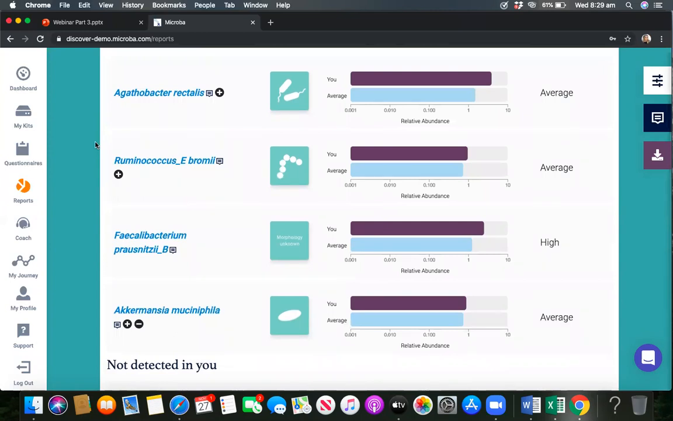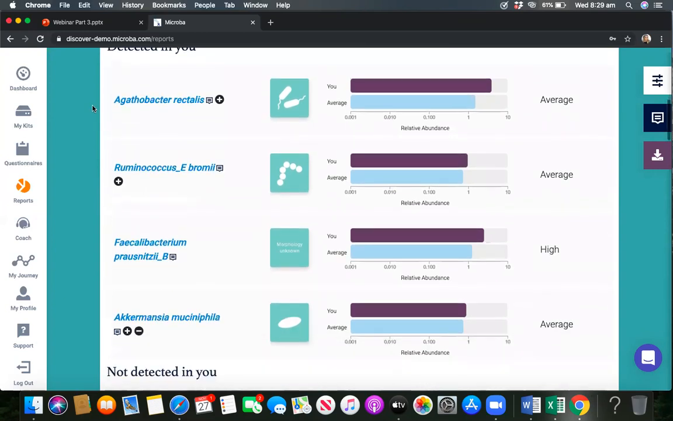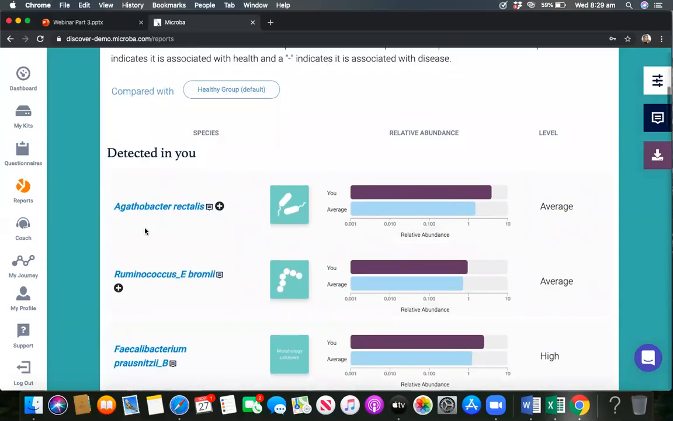So for this person, there were actually 4 species on this list that were detected. There were no pathogens here, and they're fairly beneficial species, all in fairly good abundances.